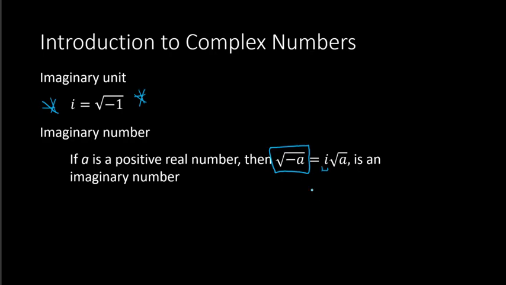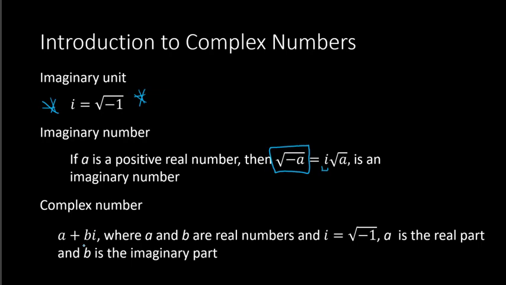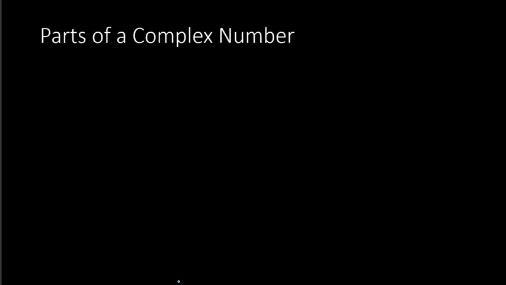So then we have our definition of complex number. A complex number is going to be something in this format, a + bi, where a and b are real numbers, and i is equal to the square root of -1. With this, a would be considered the real part, and b, the coefficient with i, is the imaginary part. All right, so what does this look like? Let's take a look at the parts of a complex number.